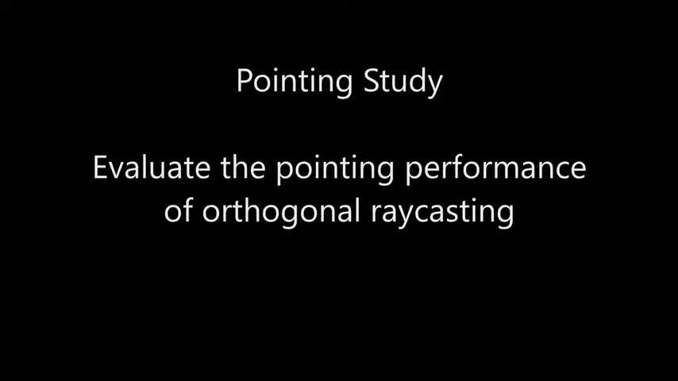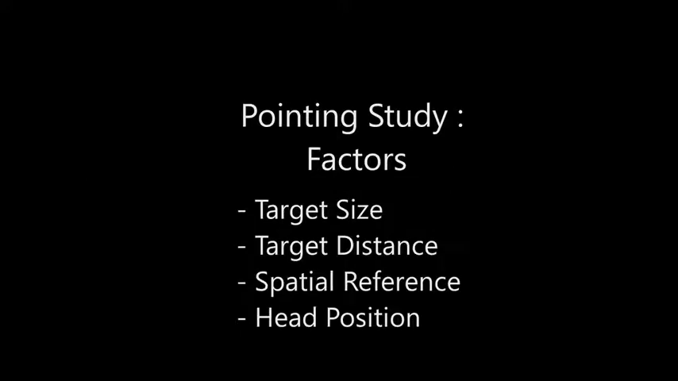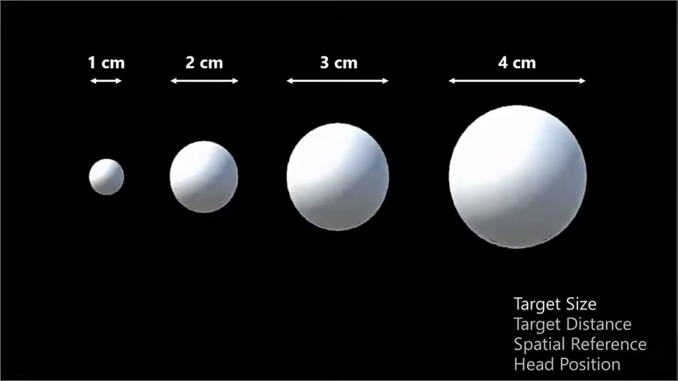Next, we conducted a controlled study to evaluate the pointing performance of orthogonal raycasting. The goal of this study is to investigate the impact of the target size, the target distance to the glass, the presence of spatial reference, and the position of the user's head, on pointing an object through the glass with an orthogonal raycasting. The targets were sphere from 1 to 4 centimeters.